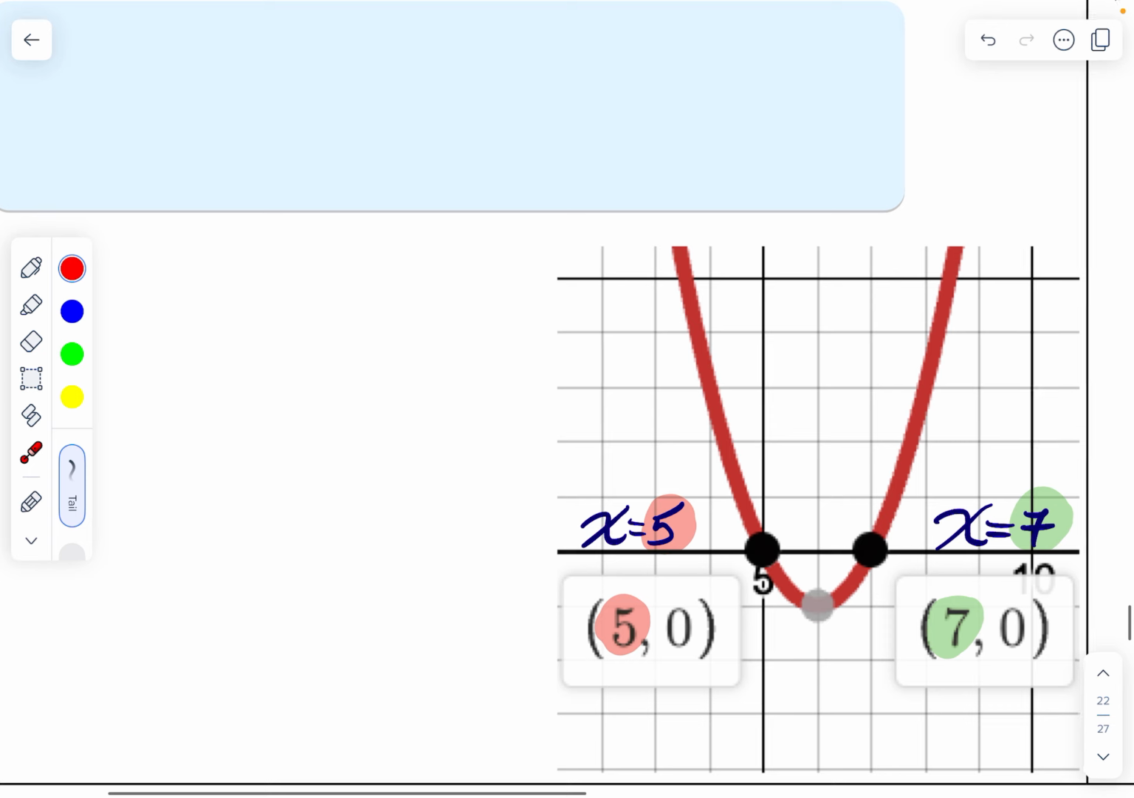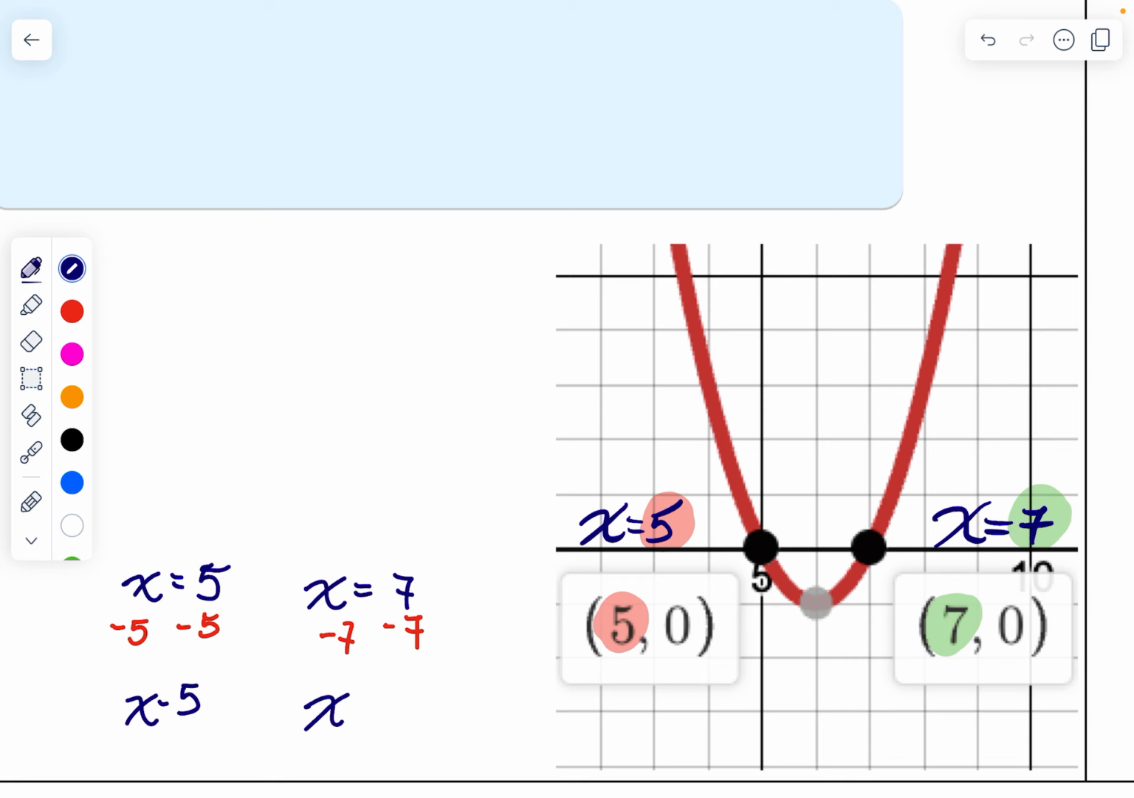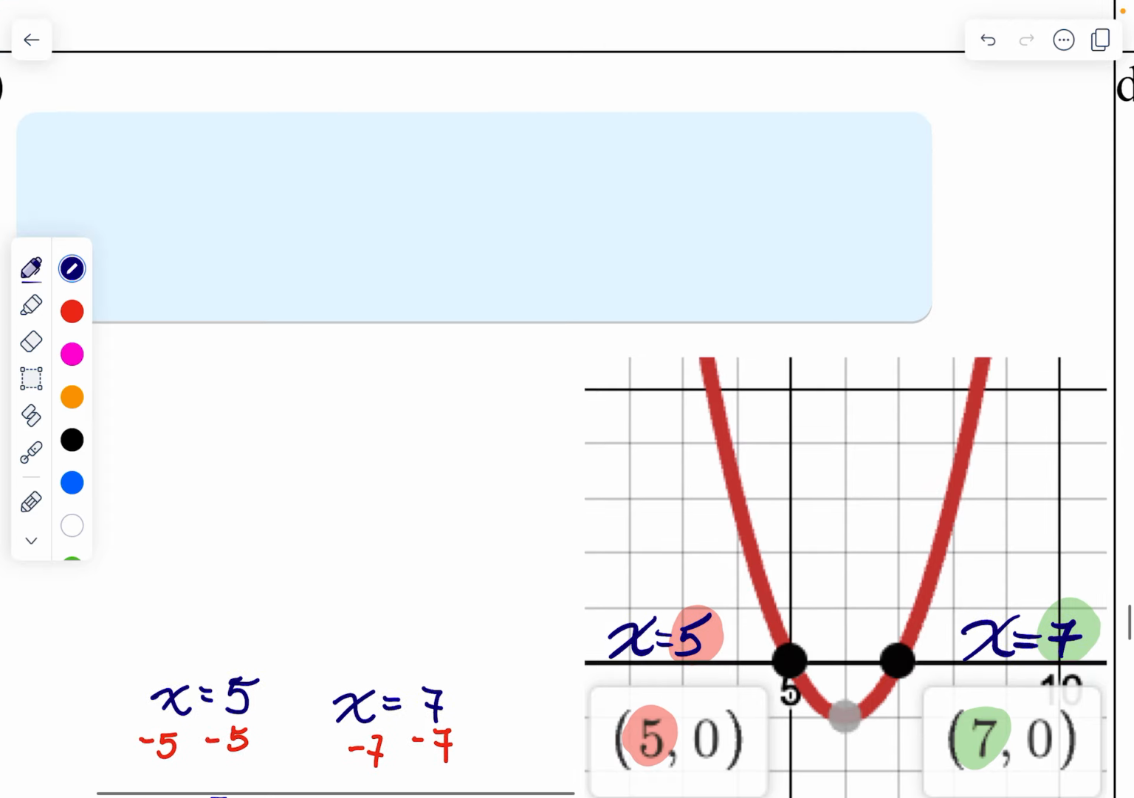So if we are given a graph, we actually have to find what our solution is, in this case 5 and 7. And then we can work backwards and say, well, x equals 5 and x equals 7. And then we can use inverse operations again to get everything onto one side and everything else equal to 0. And so I get x minus 5 and x minus 7. Now those are going to be my factors.